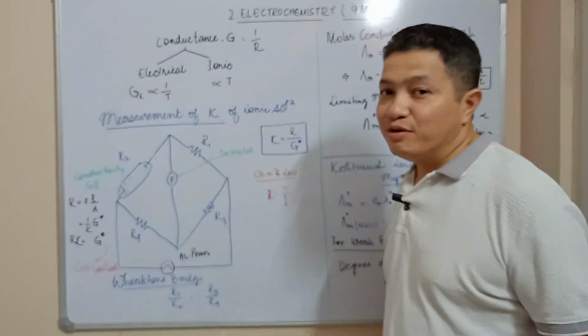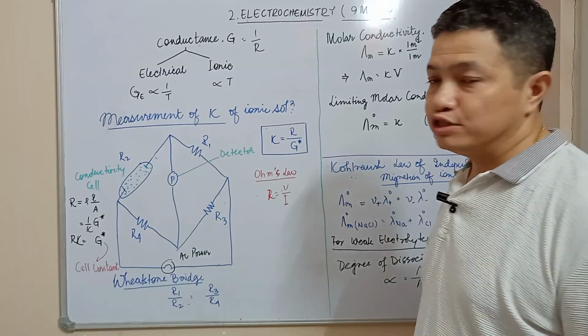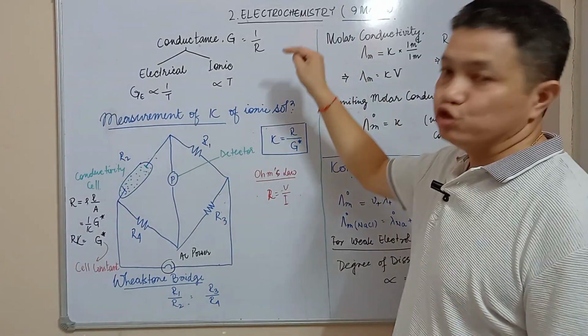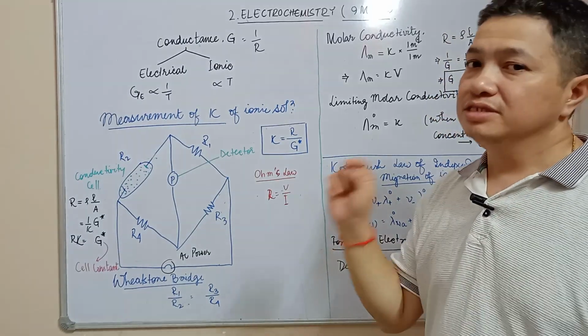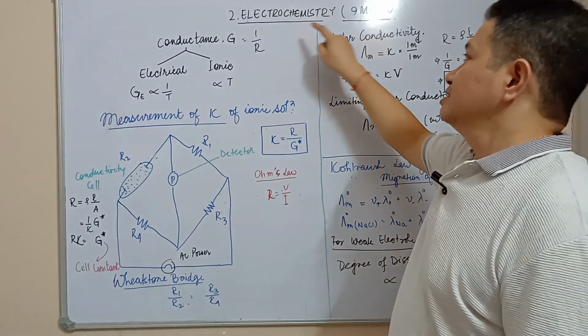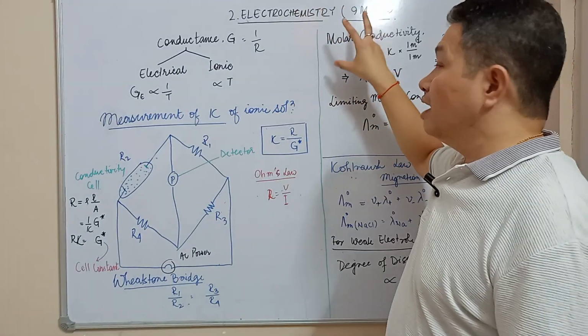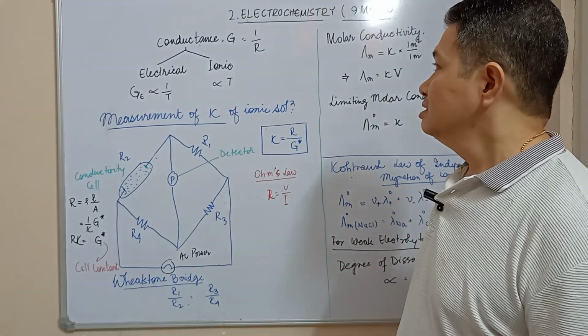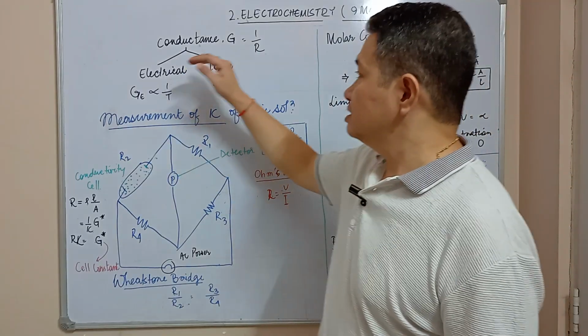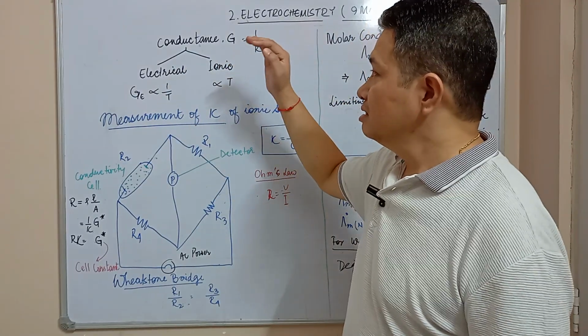Okay, in continuation of my earlier video, the first video of electrochemistry, chapter number 2 of class 12 chemistry, CBSE board. The chapter has been allotted 9 marks, the highest marks among the 10 chapters. So let's go to the topic.